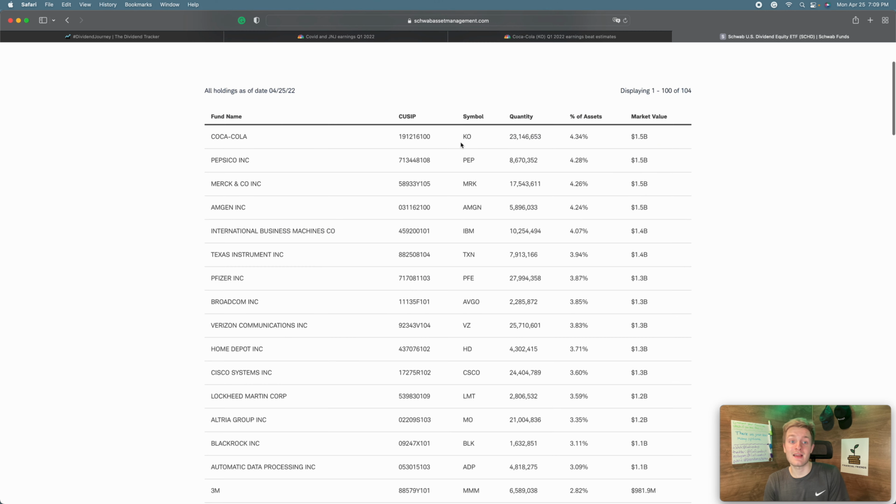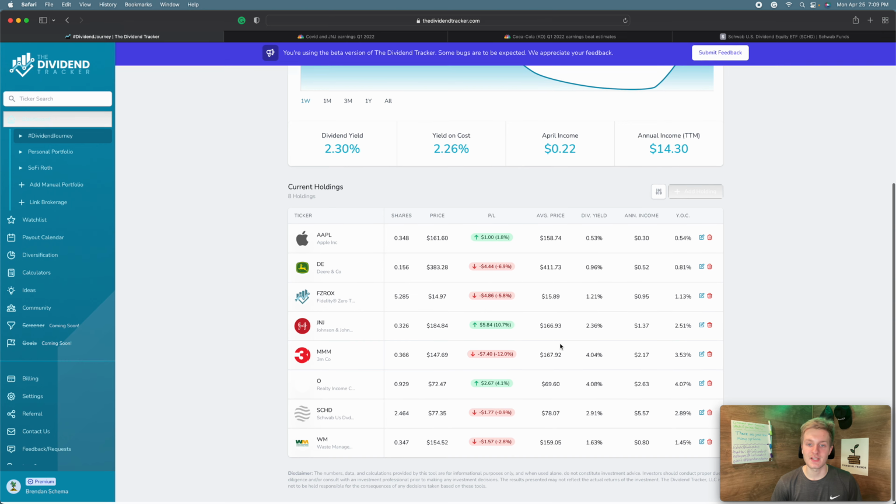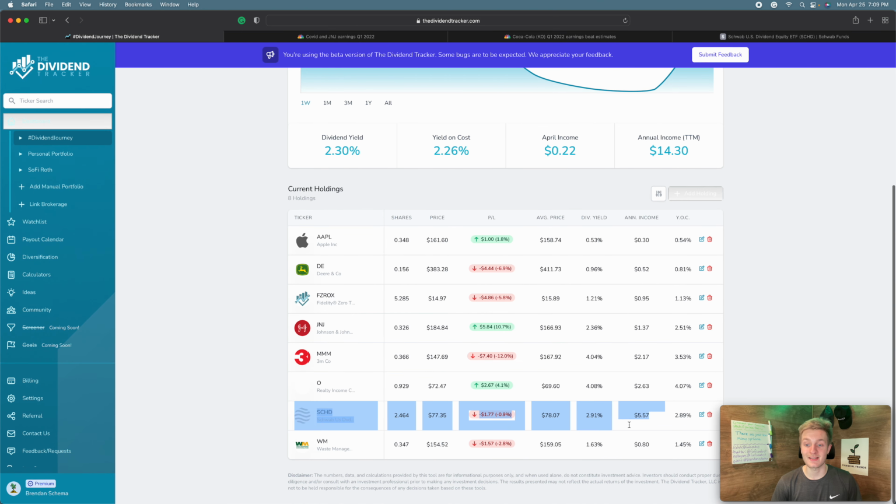And my assumption with that, Pepsi would be probably doing the same thing. If they're not doing the same thing, that's something I wanted to know and keep an eye on, as again, this is a 4.28% position within our $190 that we do have allocated to SCHD. So it's something I want to keep an eye on.